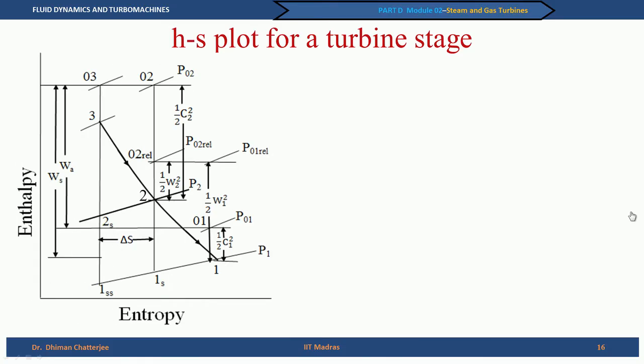So, we can look at the HS plot for a turbine stage. 3 to 2 is an expansion in the nozzle, 2 to 1 is the expansion in the rotor, and we are talking about 3 to 2s as the isentropic expansion in the nozzle, and 2 to 1s as the isentropic expansion in the rotor, and 1s talks about the isentropic expansion from 3 at the pressure P3 to the pressure P1.